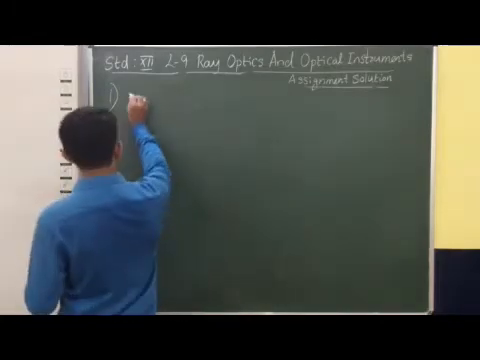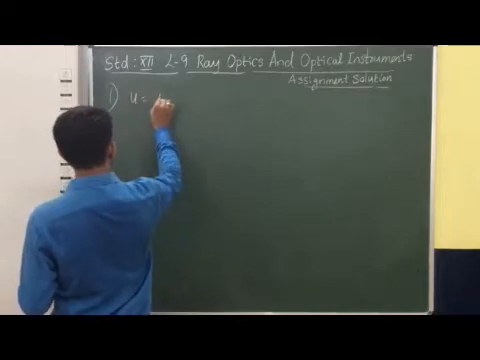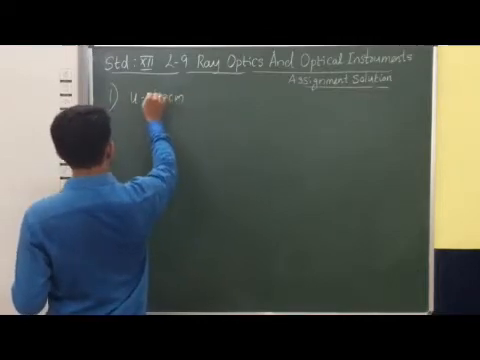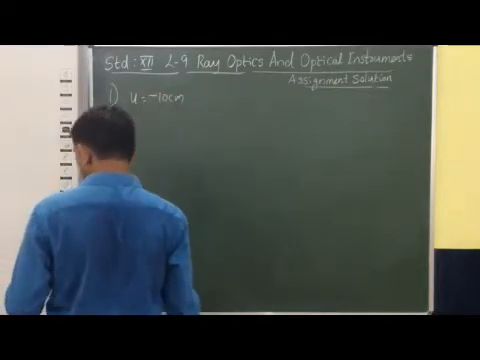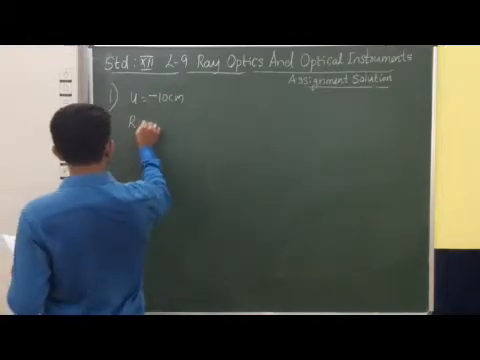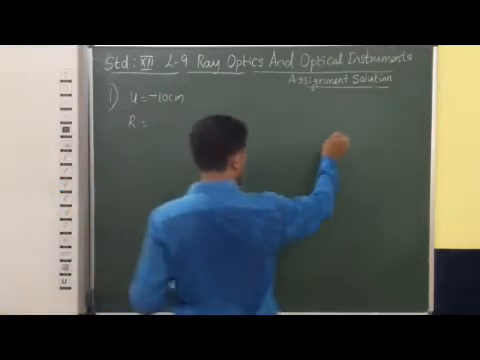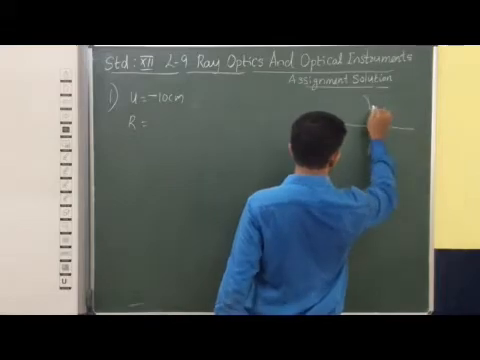So first we can write the given conditions. U is given as 10 centimeter. Along with that we can apply the sign convention also, so U is minus 10. This is a concave mirror only, so we consider the case of a concave mirror.